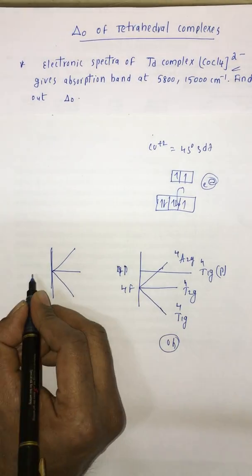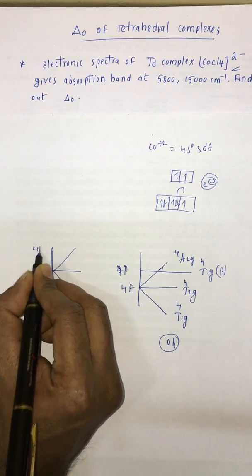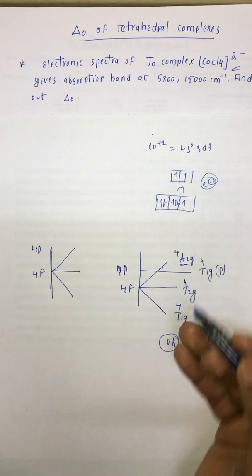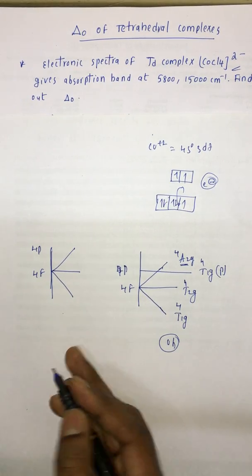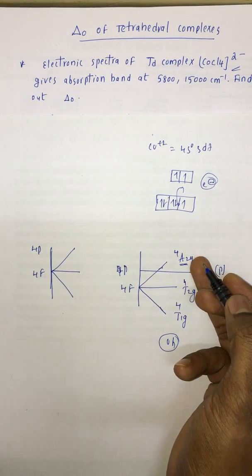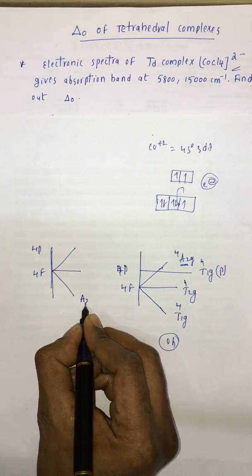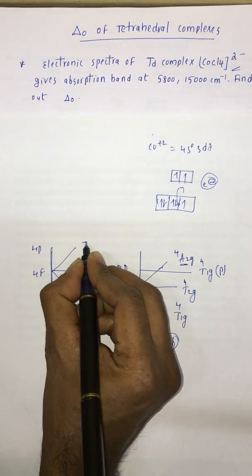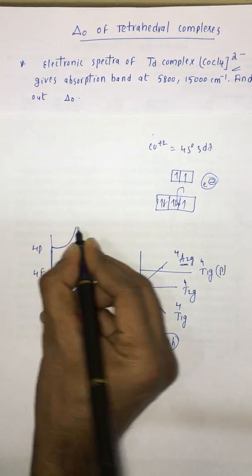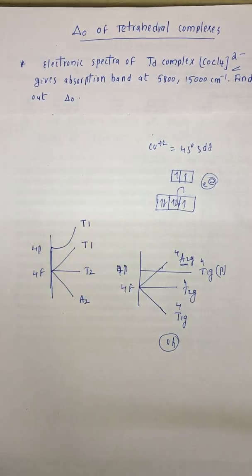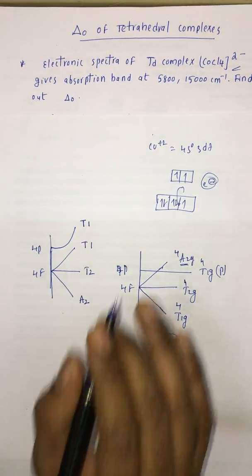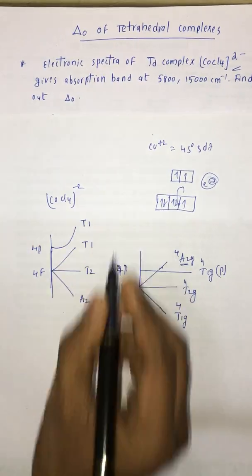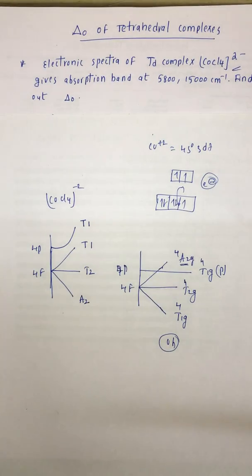Just reverse this one. This 4F will be there, 4P will be there. Here the highest energy will become the lowest energy in a tetrahedral complex. Just reverse it. A2 is high here, and in this case A2 comes down. Then T2 will be here only, and T1 will come here, and for 4P, T1 goes here. Okay, so this is the Orgel diagram for CoCl4 2-.